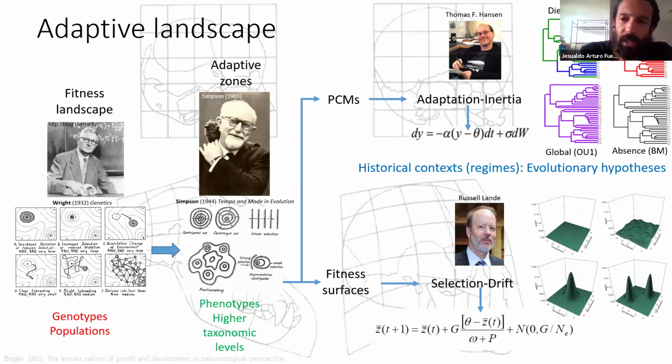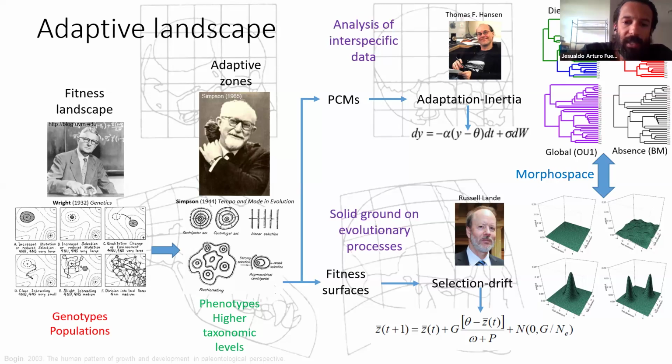And we can contrast those hypotheses with simpler ones. For example, an Ornstein-Uhlenbeck in which there is only one peak, which is informative of constrained evolution, or one in which there is no regime at all, which basically reduces evolution to a Brownian motion process, which is valuable, for example, to model neutral evolution. So the fitness surface framework gives us a solid ground to test evolutionary processes, and the comparative analysis gives a framework to test interspecific data.